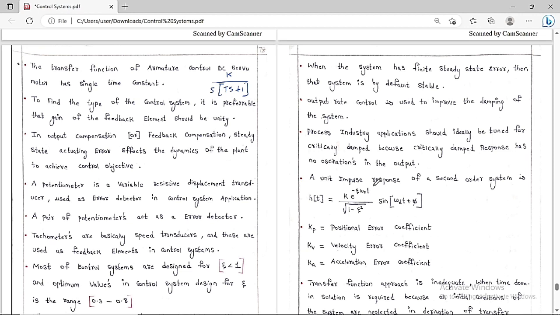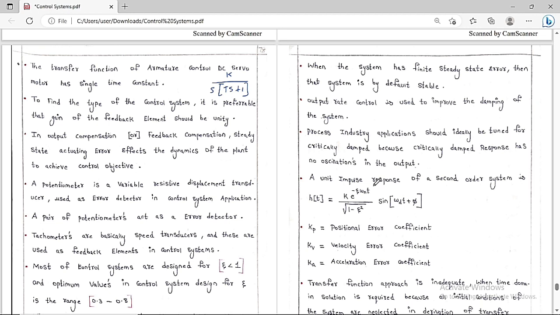I've already told you output rate control means feedback control. With the help of feedback control, we are going to improve the damping of the system, which means zeta increases. Therefore, the peak overshoot should decrease, because zeta is inversely proportional to peak overshoot. As zeta increases, peak overshoot decreases.